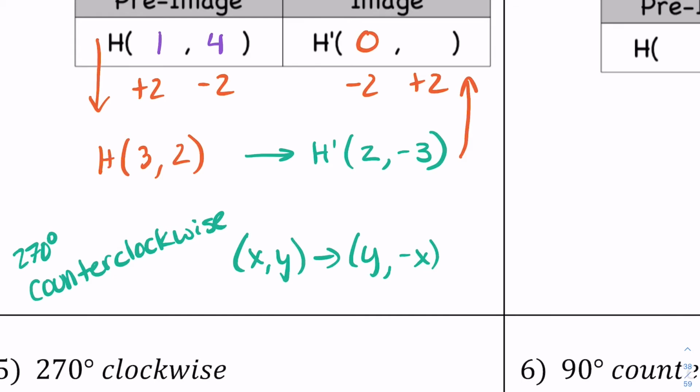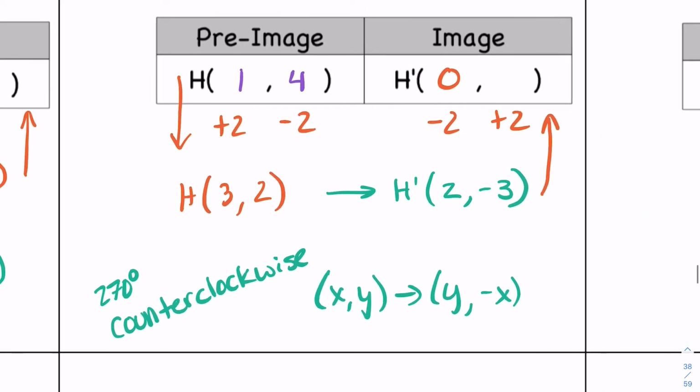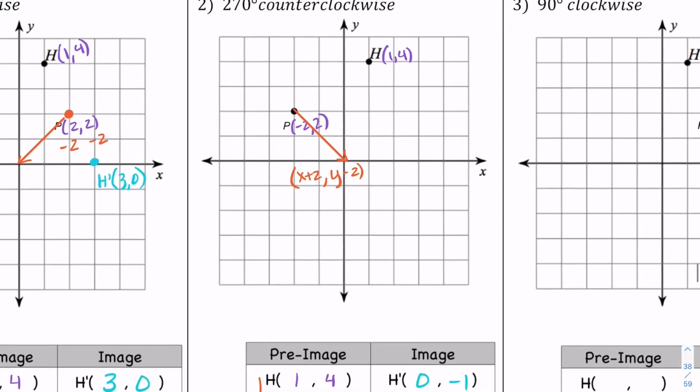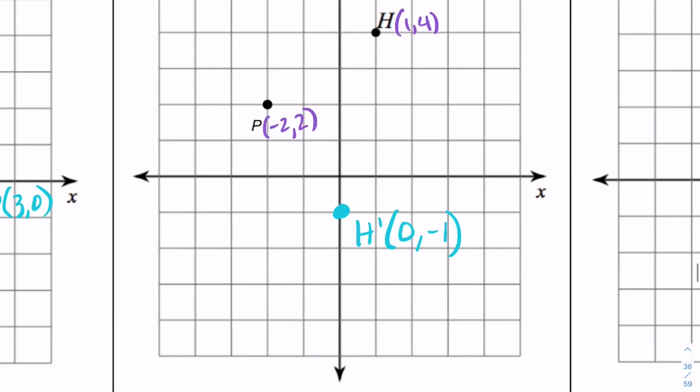Whoops, I think I used blue. What did I use? I used this blue. That will make me 0. So what I'm doing is 2 minus 2 is 0. And then negative 3 plus 2 is negative 1. So H prime is at 0, comma negative 1. So 0, comma negative 1 is right there. And this was the back and forth that we did.